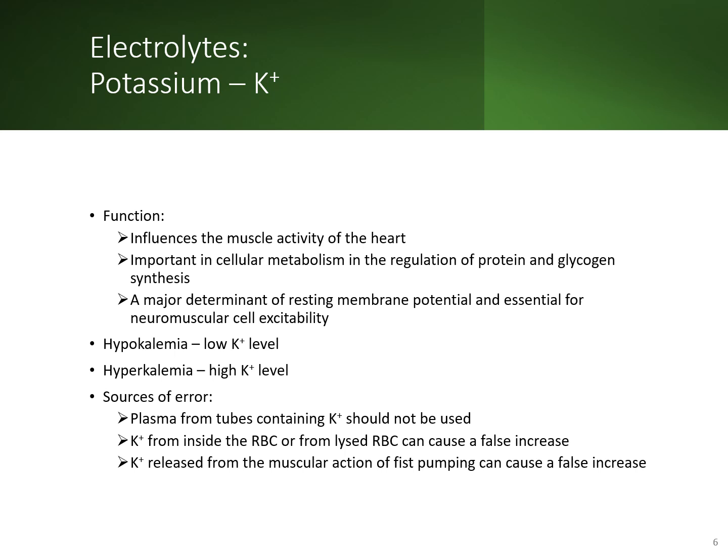Potassium from inside of a red blood cell, or potassium that has leached from a red blood cell if it's sat too long against the plasma, can cause a false increase. So that potassium escapes from the inside of that red cell and then leaches out into the plasma.